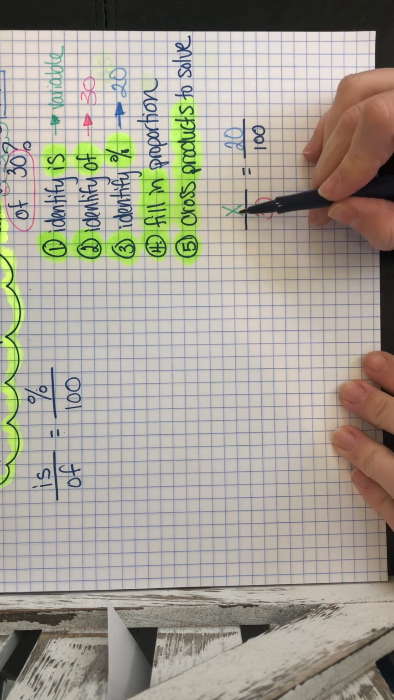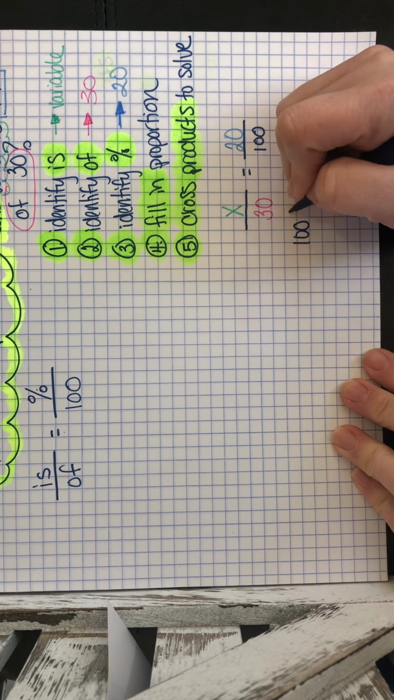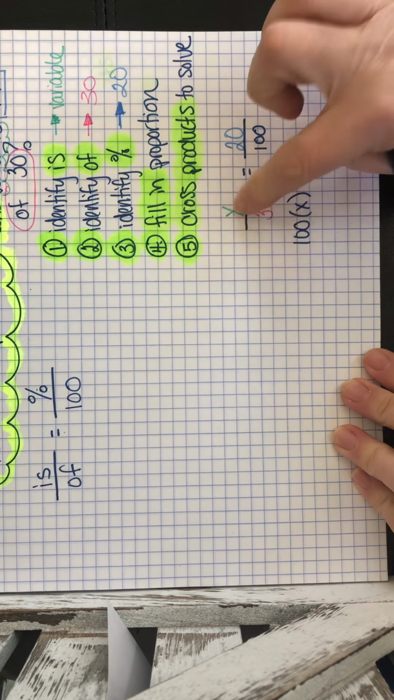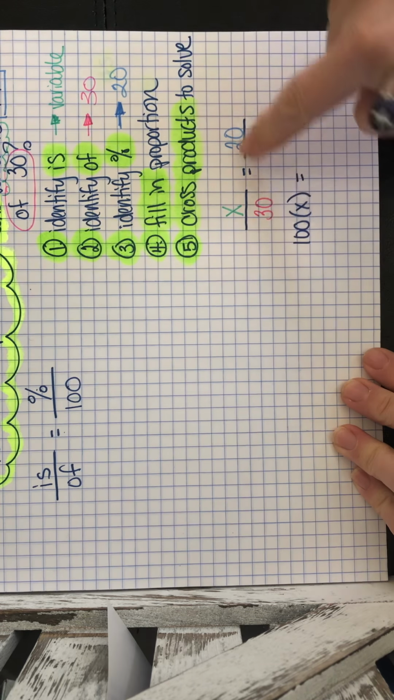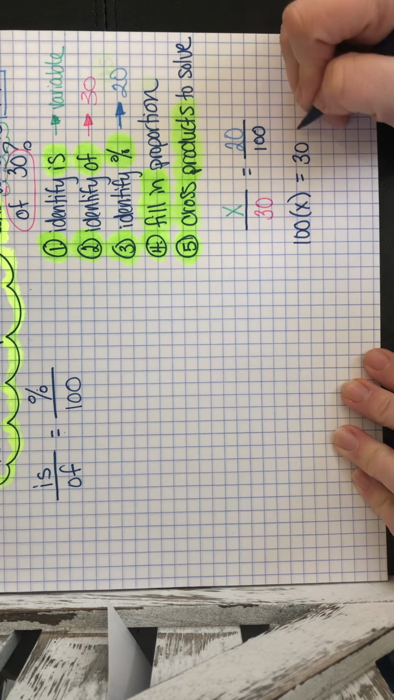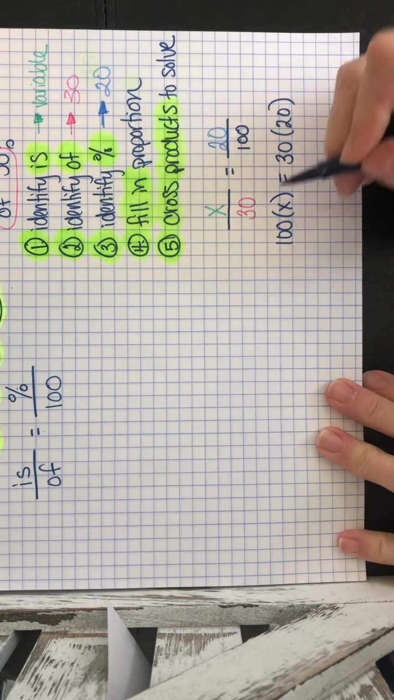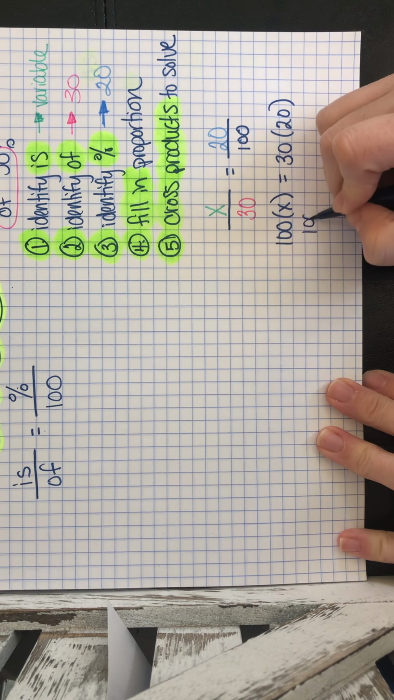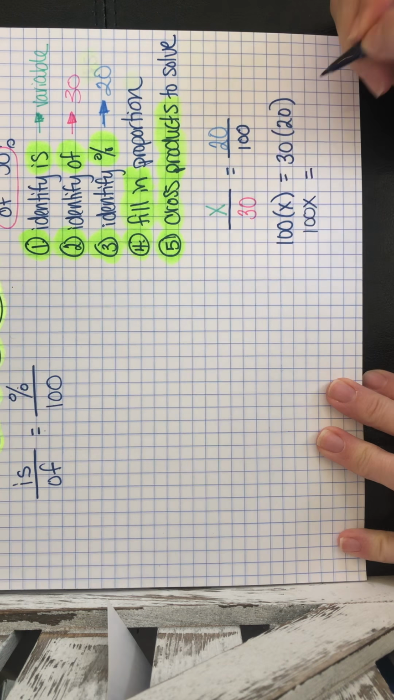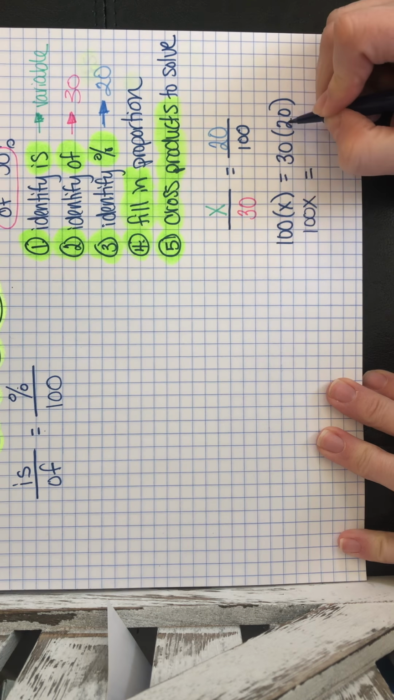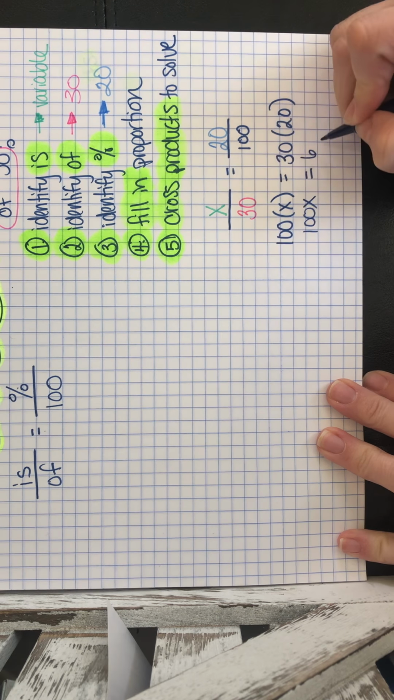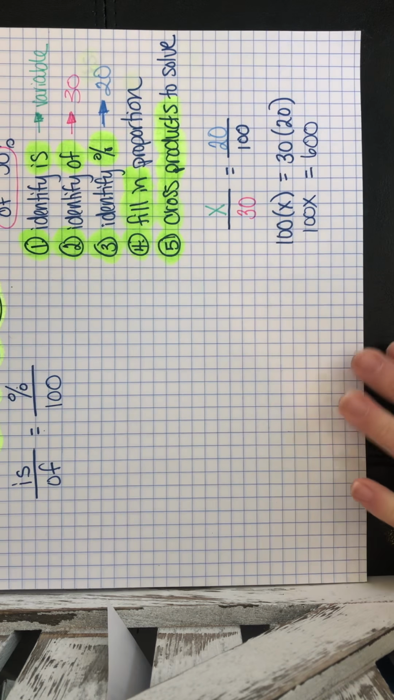So we're going to do 100 times x. That cross product has to equal the cross product on the other side. So 30 times 20. So now 100 times x is going to give us 100x equals 30 times 20. We can do 3 times 2 and get 6, and then add our 2 zeros, 600.